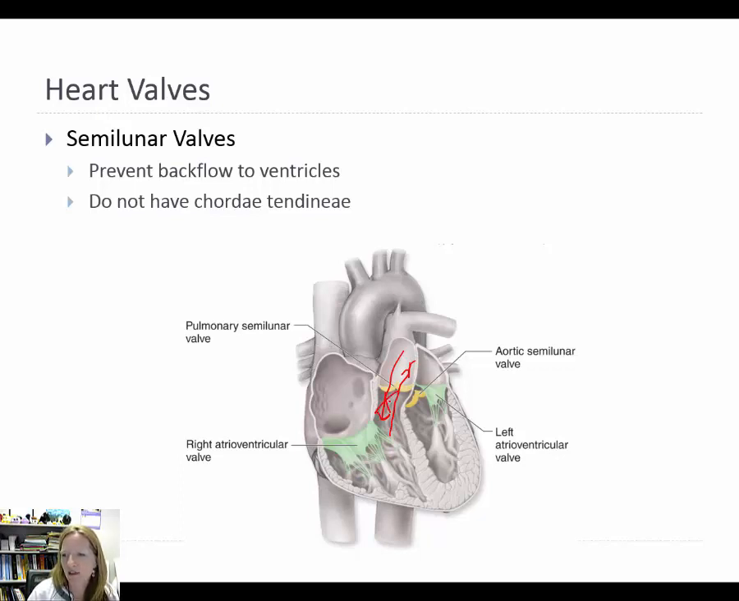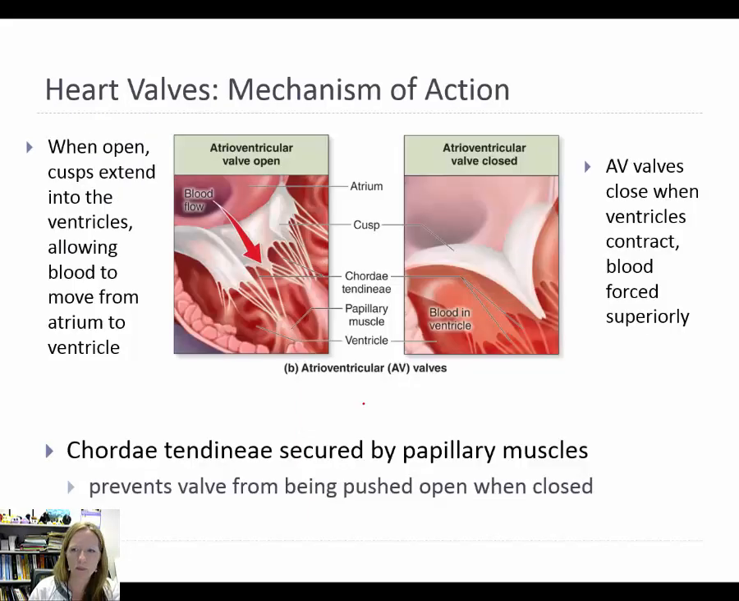Look, they do not have any kind of cords, and they're not attached to any papillary muscles as well. So they are going to open and shut a little bit differently. I mean, all of the valves are going to work on this whole pressure system or pressure gradient to open and shut. And we'll look at that once we get into the cardiac cycle. But the things that keep them shut are going to be a little bit different. So let's take a look at the mechanism of action.